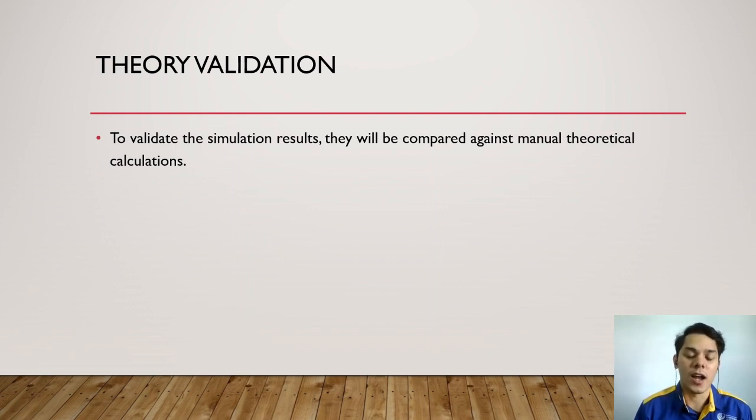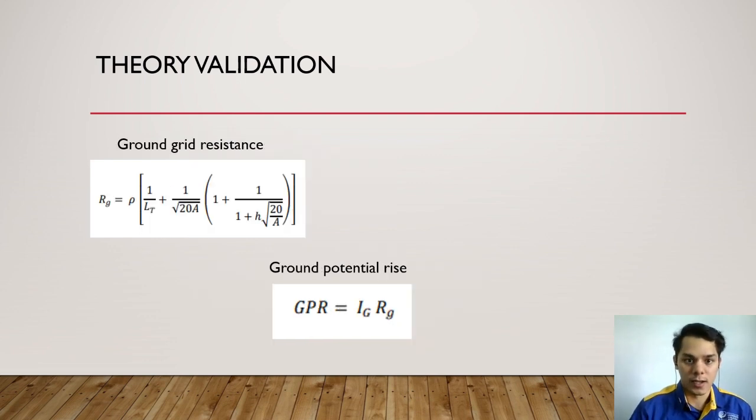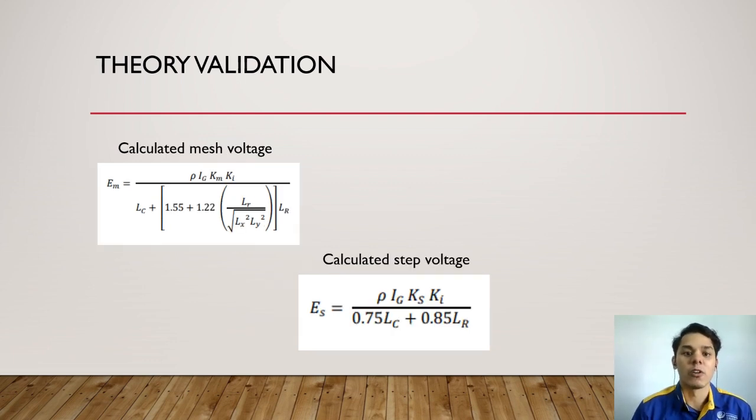That is the theory validation. So how do I validate my simulation? To validate the simulation results, they are compared against manual theoretical calculations. These are the validations that I use: the formula for tolerable touch voltage, the formula for tolerable step voltage, the formula for ground grid resistance, the formula for ground potential rise, the formula for calculated mesh voltage, and lastly calculated step voltage. This theoretical calculation will be compared to the simulation to validate it.